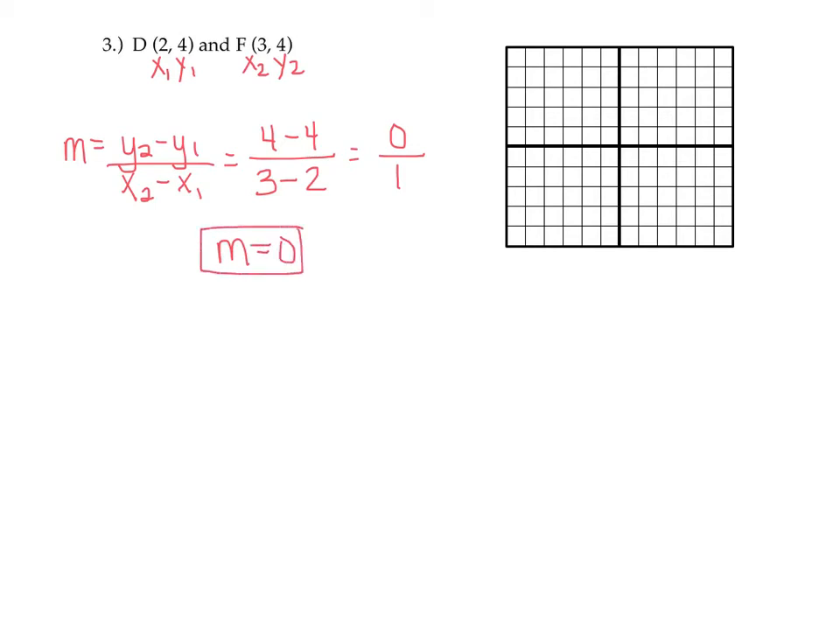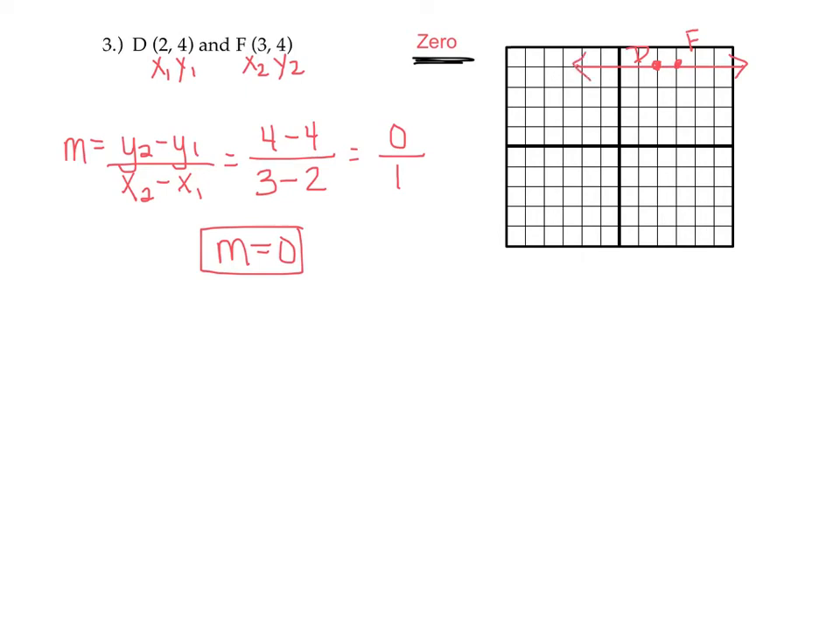Therefore, this graph is going to be a 0 slope. So this graph we're going to graph now is a 0 slope. So now we're going to graph the coordinates to see what this looks like. D is 2, 4. So to the right 2 and up 4. And then our second coordinate is 3, 4. So over 3, up 4. That's F. So let's draw a line. Notice the horizontal line. A 0 slope is always horizontal.